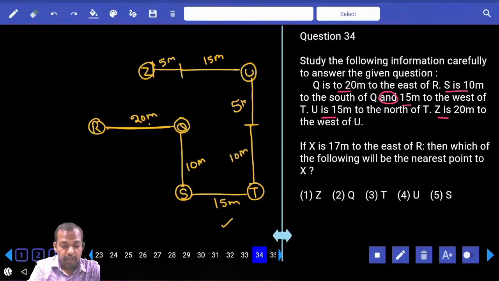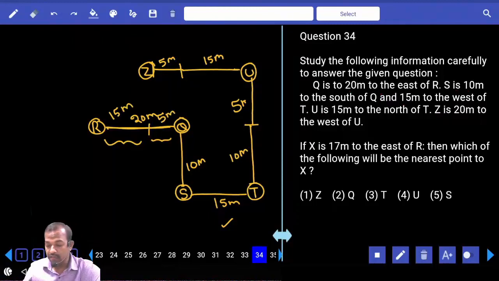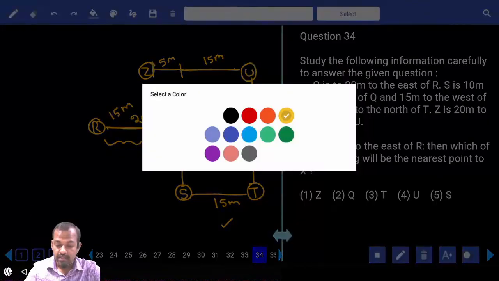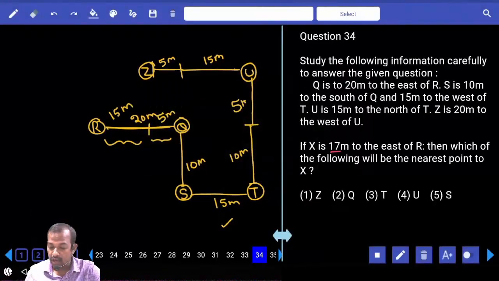Now tell me, up to here how much distance? This distance is how much here? 5. And what about this distance here? 15. This is 15 meters and this is 5 meters. And when you go for the first question here, if X is 17 meters to the east of R, so 17 meters means up to here 15 plus 2, how much? 17. X is 17 meters to the east of R.